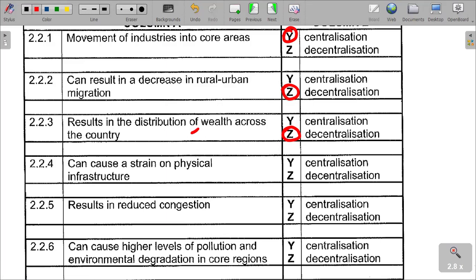Which can cause a strain on physical infrastructure? It is centralization. When services and people are highly concentrated in one area, too many people and cars strain our old pipes, roads and infrastructure. That is centralization.